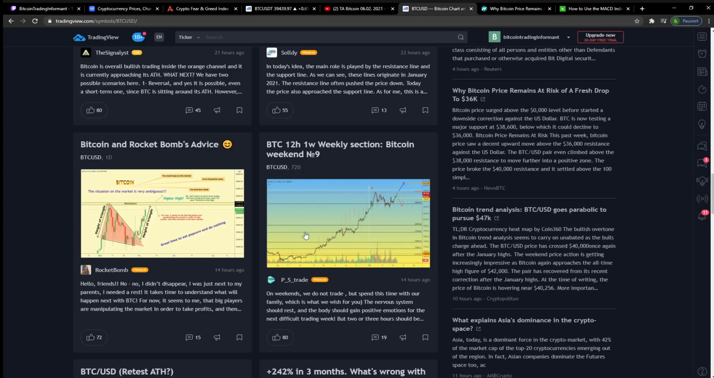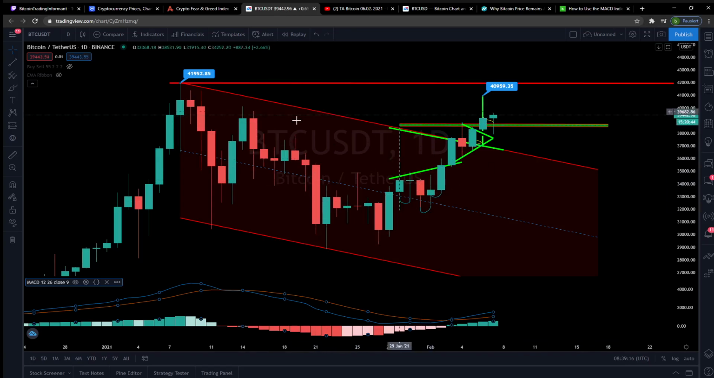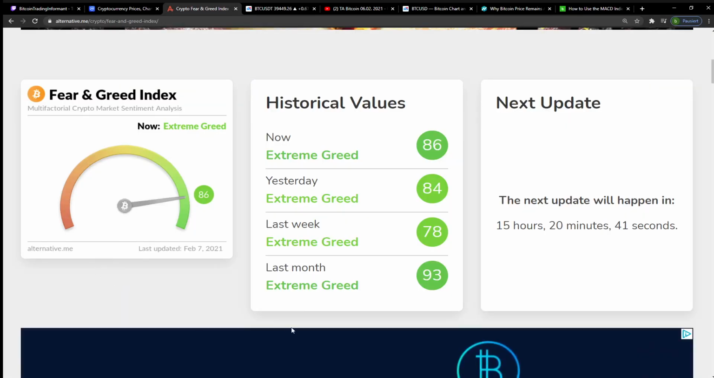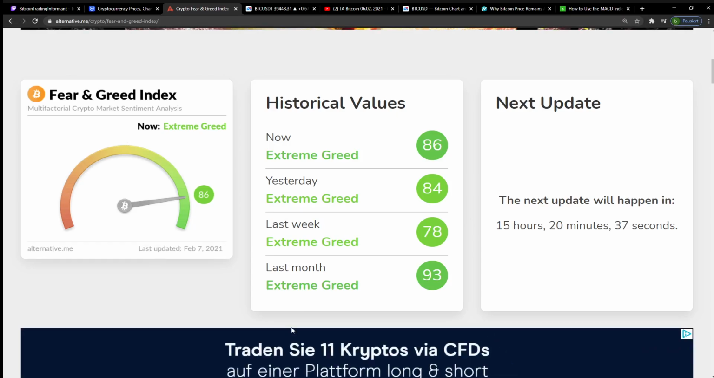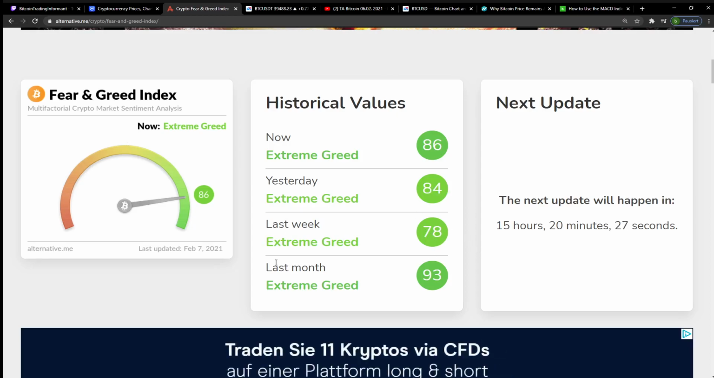Okay, here is our Bitcoin chart. But before we go into this daily chart, the crypto fear and greed index. Extreme greed, 7th February today, 2021, and we have extreme greed in the market. We have 86 points. You can see yesterday 84 points, last week 78 points, and last month 93 points of extreme greed.